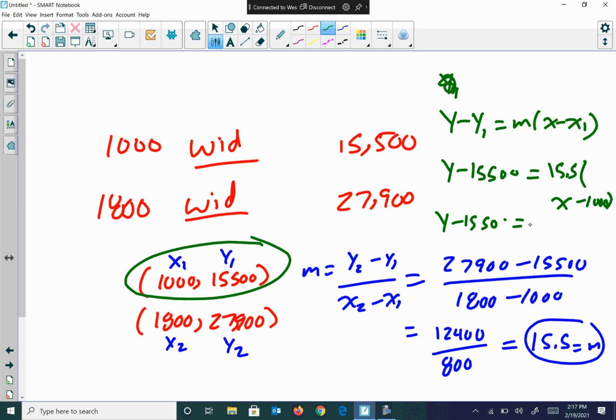Distribute that over, so I'm going to get 15.5x minus 15,500. Add that to both sides, so you wind up with your equation. This is going to be your equation. So write an equation for your revenue. This would be for your revenue.